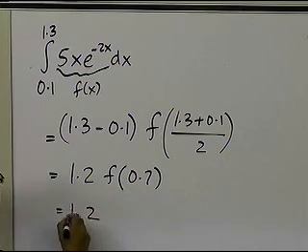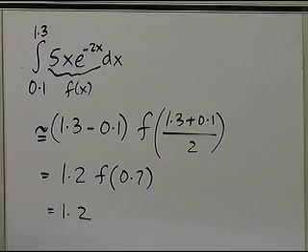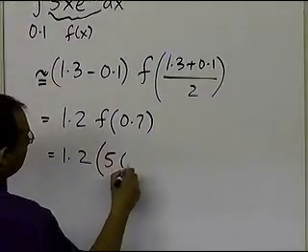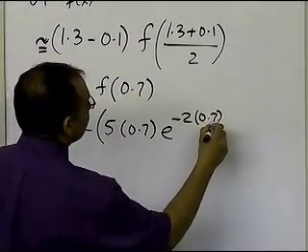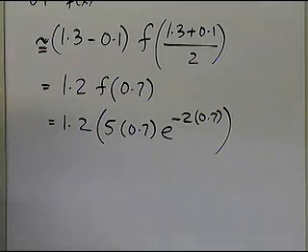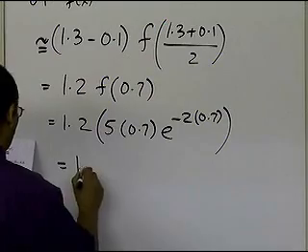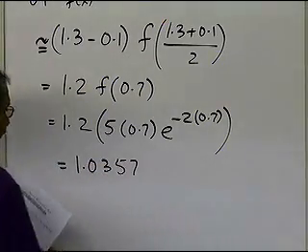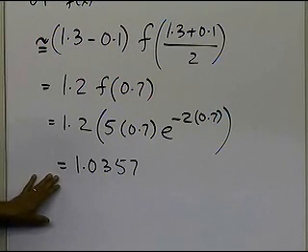So this should be approximate because we are using the 1-point Gauss Quadrature rule. It will be 1.2 times the value of the function at 0.7, which is 5 times 0.7 times e to the power minus 2 times 0.7. And the value which I get here is 1.0357. That's what I get as the approximate value of the integral by using the 1-point Gauss Quadrature rule.